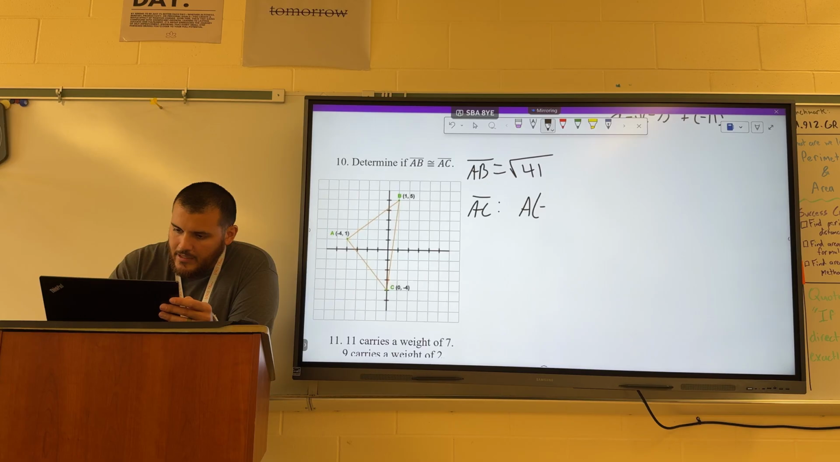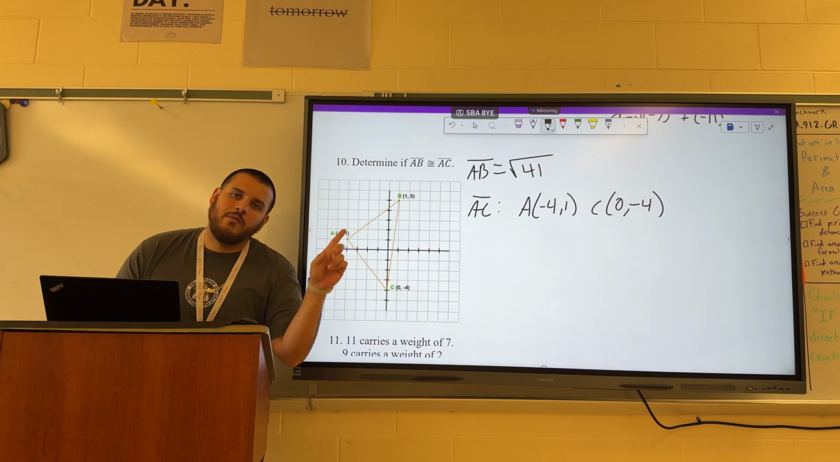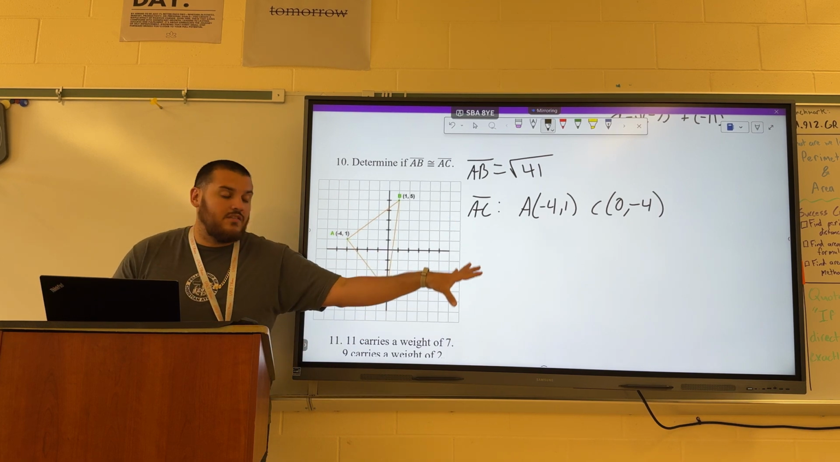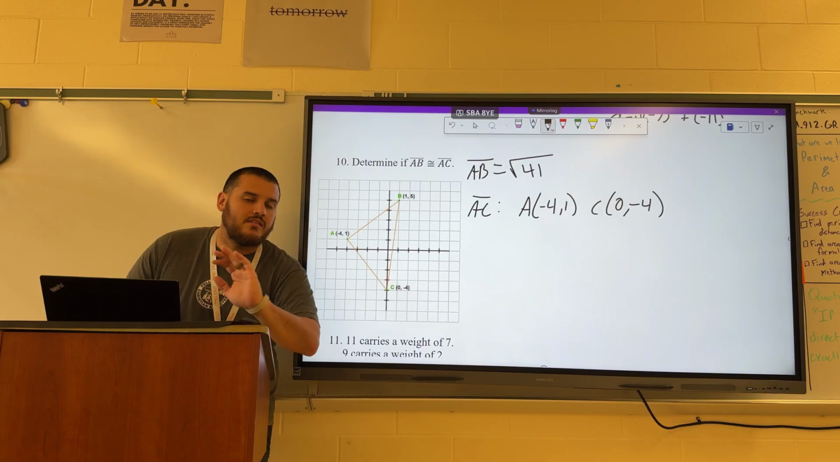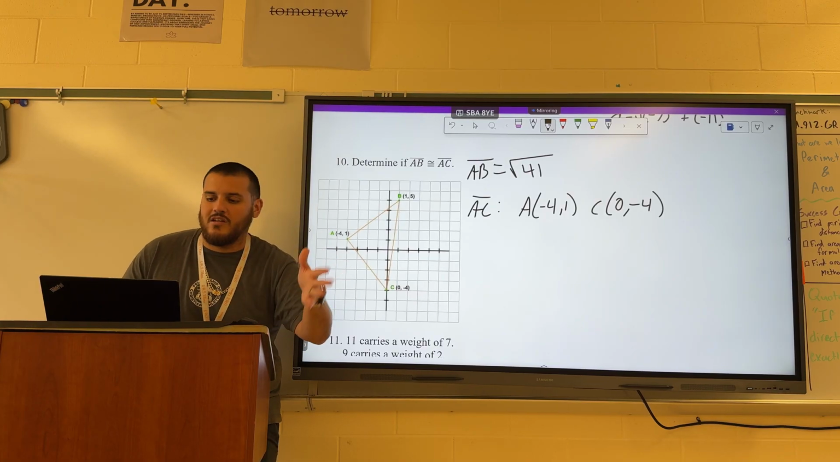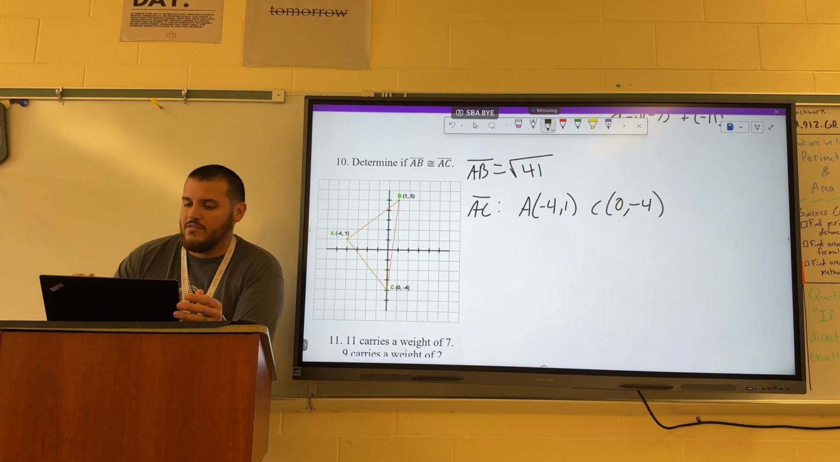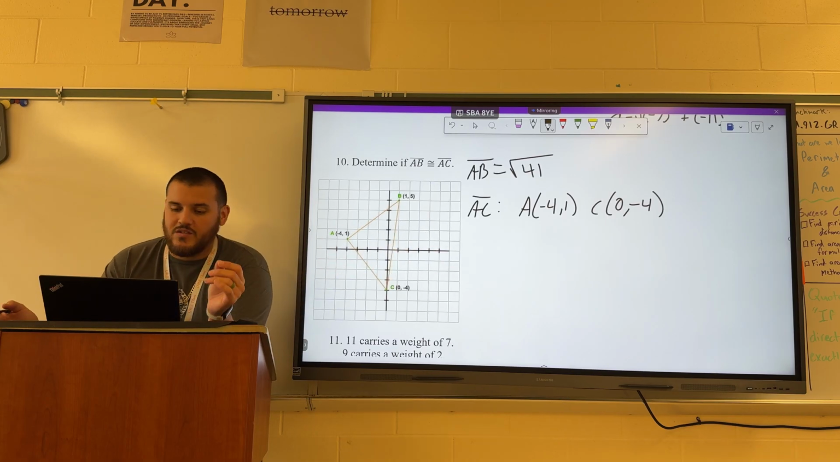for A, I'm getting negative 4, positive 1. For C, I'm getting 0, negative 4. I just want to say really quick, remember the only reason I erased there is so that I could fit everything on screen. Obviously, when you're taking an assessment, don't erase any work that you did. You make sure you're showing all the work for your problems. So here are my points for A and C.